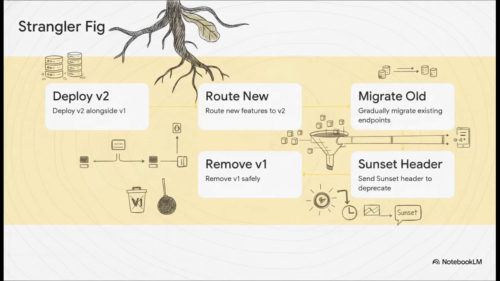What about migrating from an old API version 1 to a brand new version 2 in production without breaking any of your existing client applications? For that, you employ the Strangler Fig pattern. You literally deploy V2 alongside V1. Then, you route all new features to V2. Next, you gradually migrate those existing endpoints over. To communicate deprecation to clients who are still lagging behind on the old system, you send a Sunset header. Finally, once everyone is successfully migrated off, you safely remove V1.